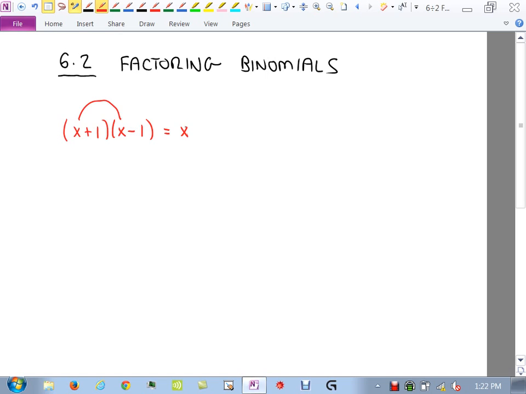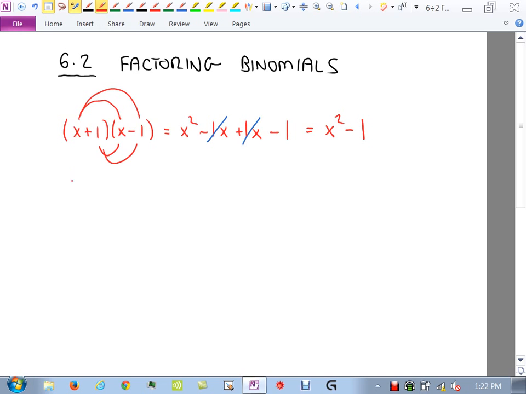X squared minus 1x plus 1x minus 1. What happens to the middle terms? Minus x and plus x cancel, don't they? And so all you're left with is what? X squared minus 1.